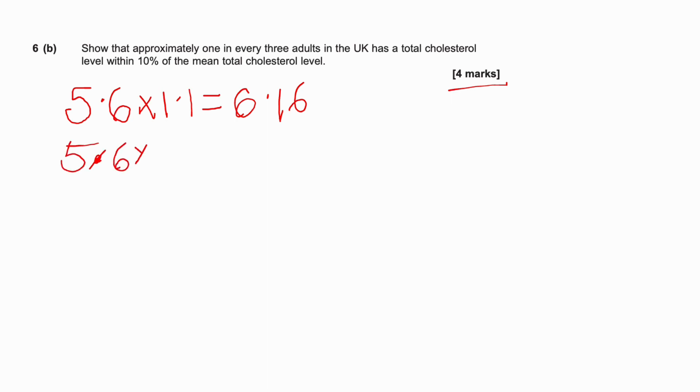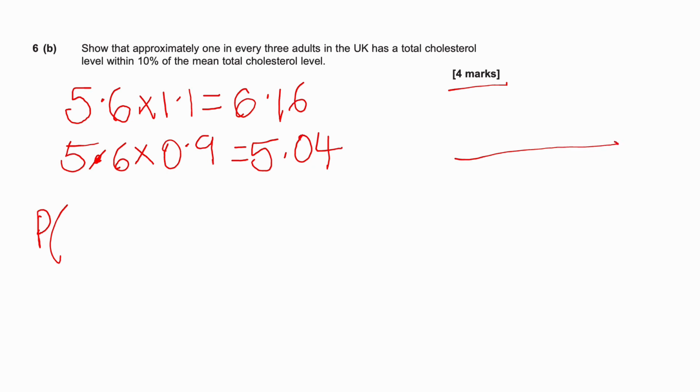5.6 times 0.9. Basically, we're just subtracting 10%. And that gives us 5.04. So we now want to work out the probability that someone is within this range. So we're going to have to do the probability that they are less than 6.16 and then take away the probability that they're less than 5.04. If you imagine it on a curve, we want to work out this part and then take away this part, and this will give us the bit in the middle.